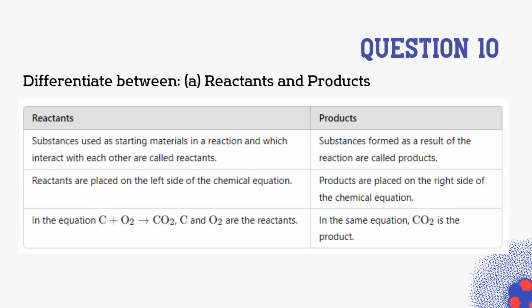Let's understand the difference between reactants and products in a chemical reaction. Reactants are substances used as starting materials in a reaction. They interact with each other to form new substances. Position in equation: in a chemical equation, reactants are placed on the left side. For instance, in the equation C plus O gives CO, C and O are the reactants. Now products are the substances formed as a result of the chemical reaction. Position in equation: in a chemical equation, products are placed on the right side. In the same equation, CO is the product.